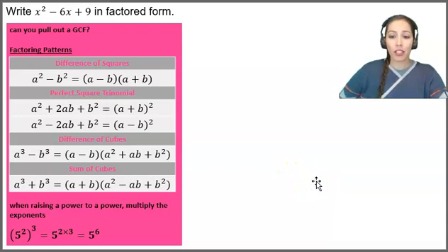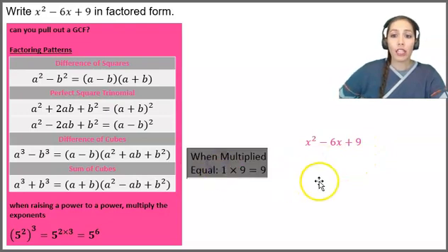So the first thing I wanted to show you is just one technique on how we can go ahead and factor this. We have x squared minus 6x plus 9. We can go ahead and look at the leading coefficient. The leading coefficient is the number in front of the highest degree term. X squared is our highest degree term, so the number in front of that is 1. That is our leading coefficient. So we take our leading coefficient and multiply it by our constant, which is 9. So if we take 1 times 9, we get 9.